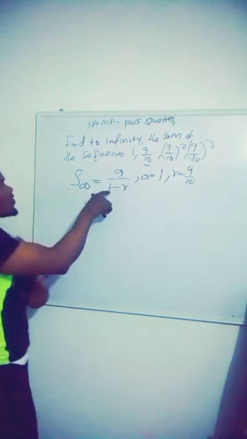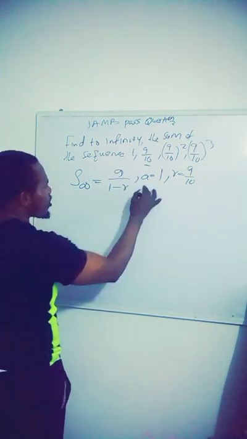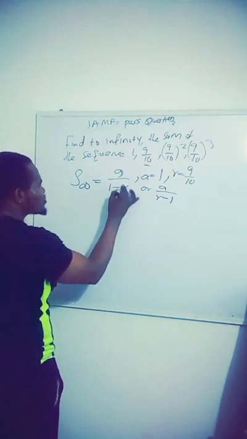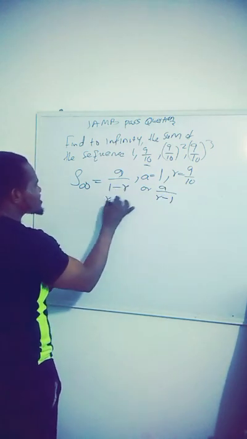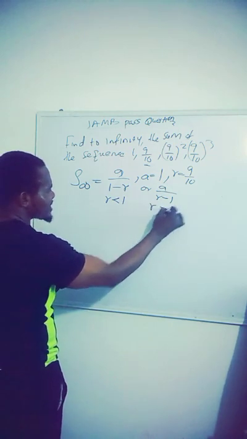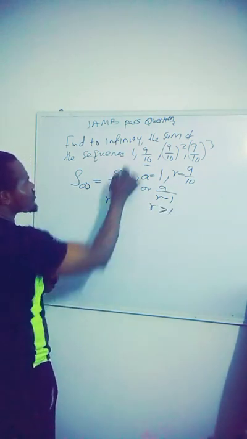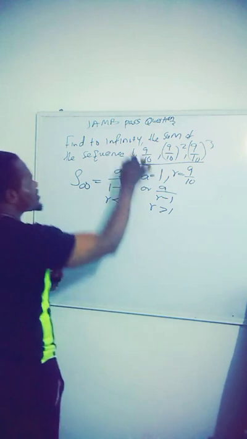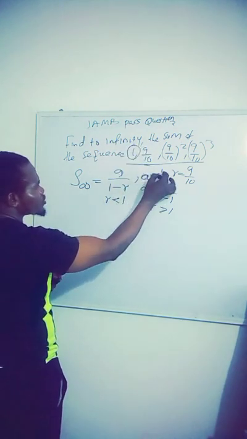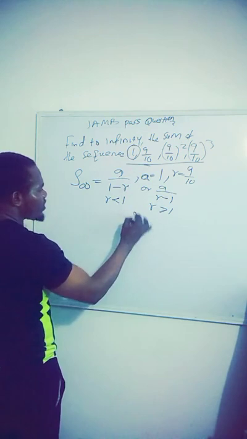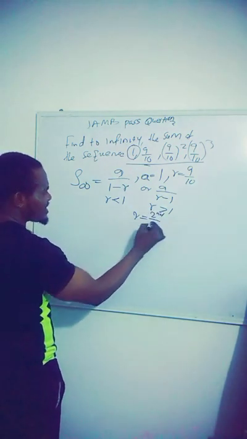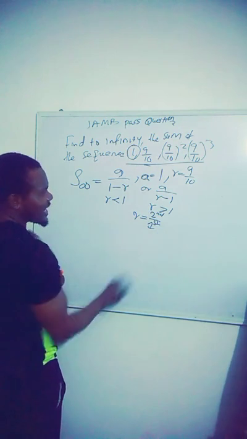You could use a over 1 minus r or a over r minus 1. You make use of this when r is less than 1. You make use of this when r is greater than 1. And from the series, this is our first number. That is why we said a is equal to 1. Then your common ratio is the second term divided by the first term. Are you getting me now?